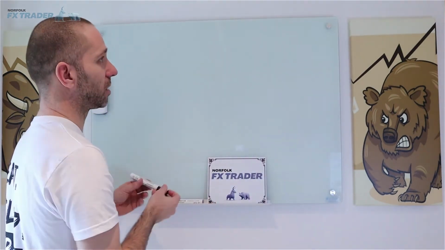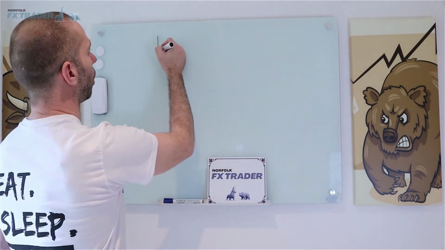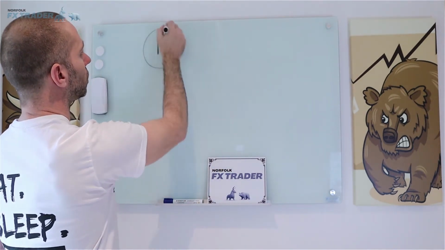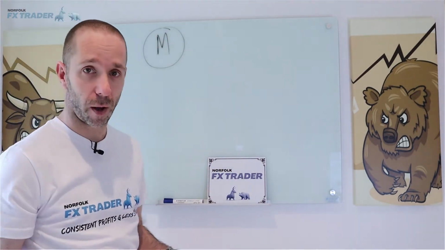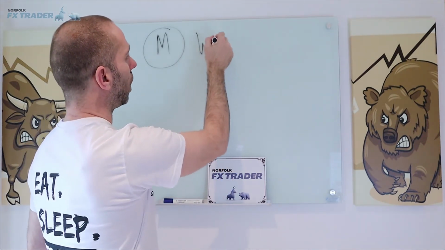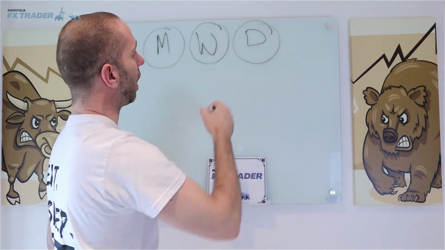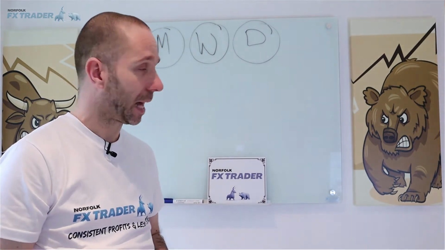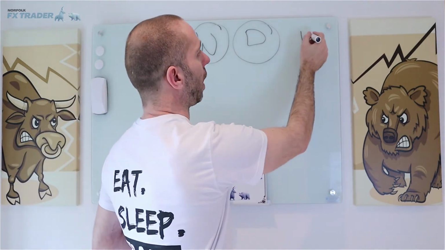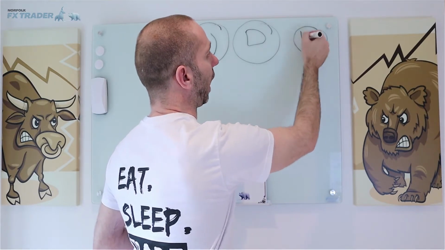So top-down analysis. When applying top-down analysis, the time frames I will use are the monthly time frame, I'm using the monthly charts, I'm using the weekly time frames, and then I'm also using a daily time frame. They are the three main time frames I will use with my top-down analysis, and then I'll be looking for perhaps a 1 hour entry.